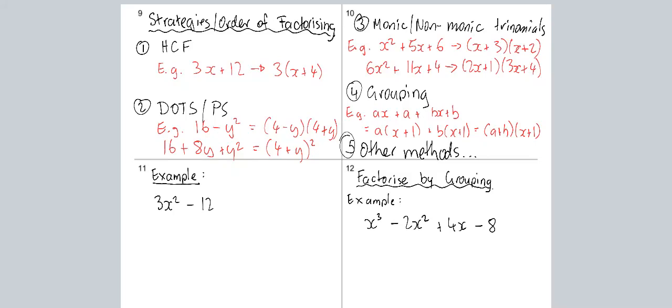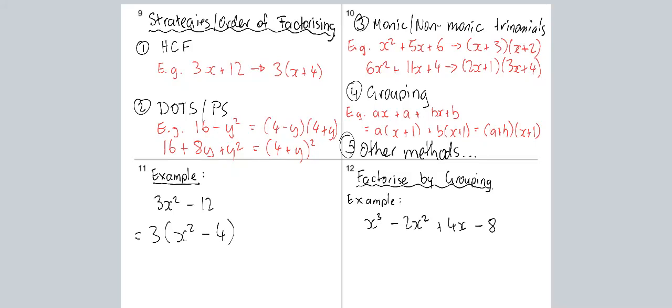I've got this example because I wanted to show you that you don't just stop at one step. So 3x squared minus 12, what exactly should I do first of all of those 4 steps? Highest common factor, right? We always start with highest common factor and see whether it fits. Is there a highest common factor? Yeah, there is. It's 3. So I take out 3 and I'm left with x squared because 3 times x squared is 3x squared and 3 times 4 is 12. So I've got 3 outside of x squared minus 4.